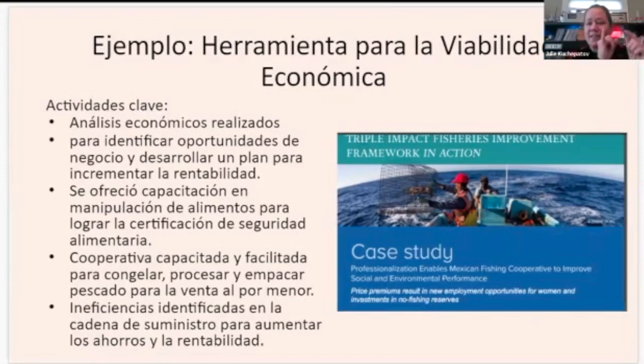So the triple impact is: it's environmentally sustainable, socially responsible, and economically viable.